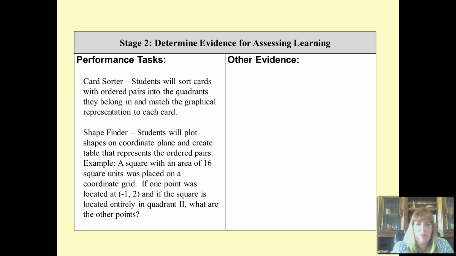We'll have the kids plotting 2D shapes on the coordinate plane and creating a table to go with it. So the students are having to do a little more of the work there. Let's go ahead and put an example in here so that we understand what it is we're looking for.